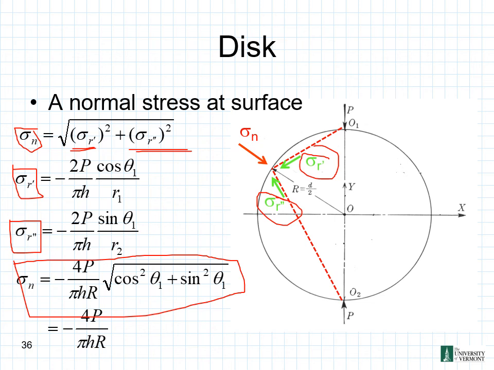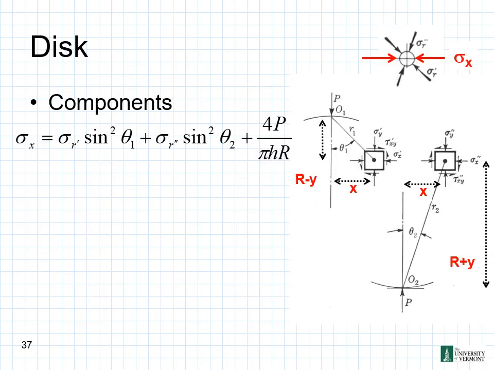Again, we can still reduce this a little bit further. For this case, we end up with sigma n equal to negative 4p over pi h r. So what we want to do now is look in terms of components. If we're talking about our sigma x, up here on the top right we have our sigma x term, given by this relationship, but everything we've done so far has been relative to this sigma r prime and sigma r double prime term, so we need to break it back in there.